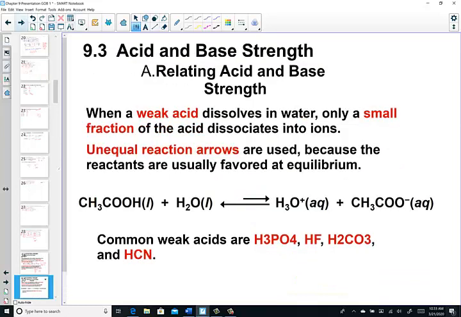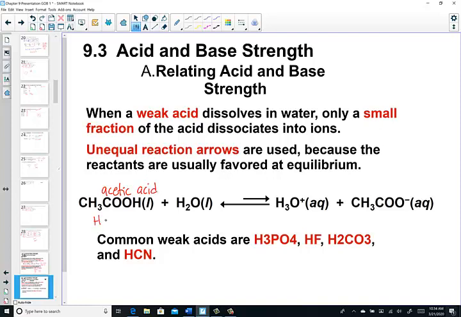When a weak acid is placed into water, only a small fraction of the acid dissociates into its aqueous ions. And therefore, since it sets up an equilibrium, we'll see that we have a forward and a reverse reaction occurring. We have a dynamic equilibrium where the reactants are actually favored. Let's take a look at an example of acetic acid. Hydrogen acetate, acetic acid. It's the major ingredient in vinegar.